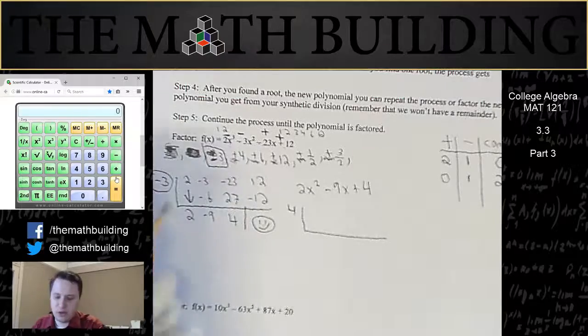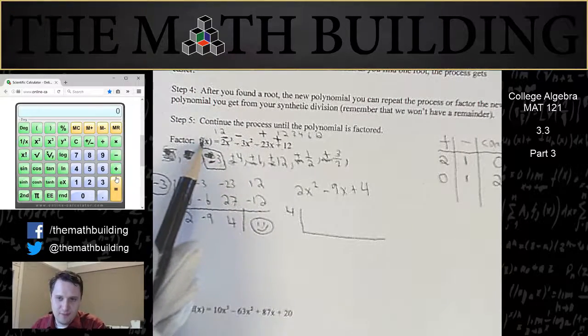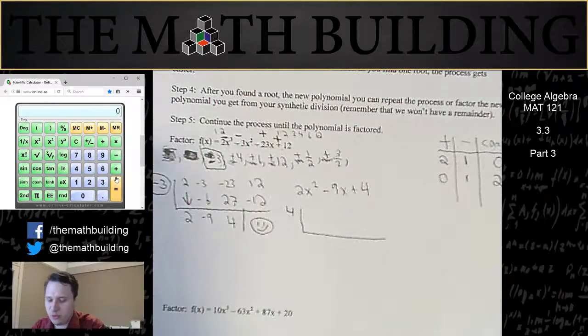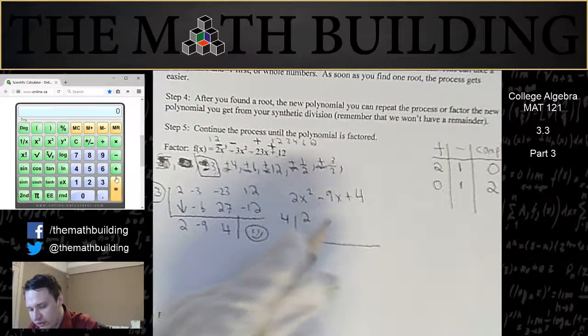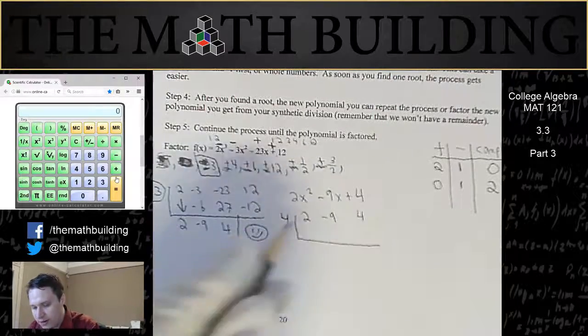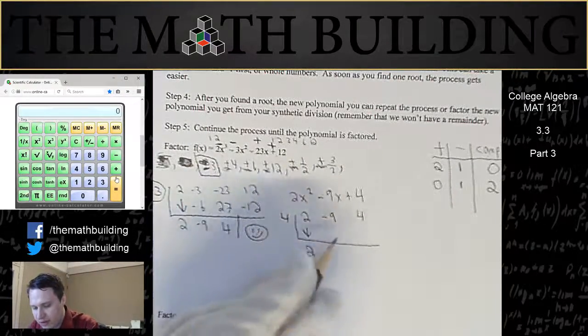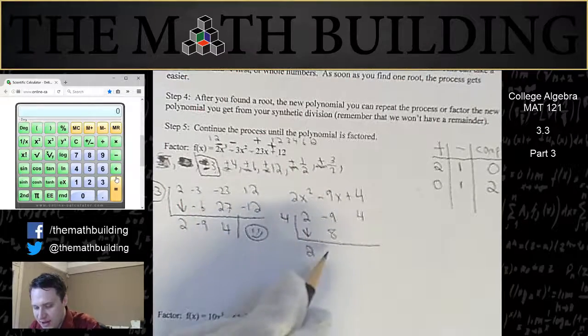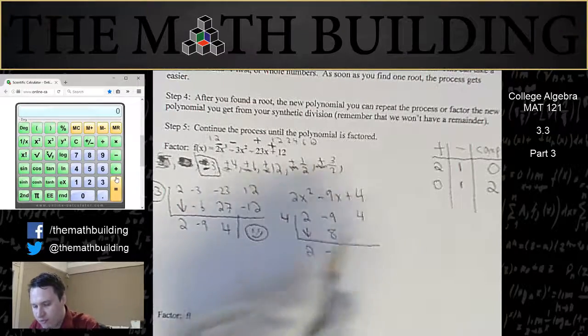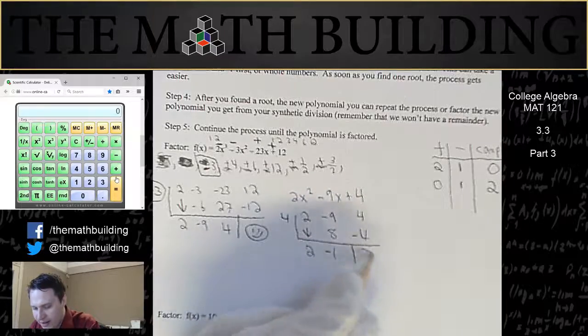I shouldn't say solution. If this was a 0, then it would be a solution. Really, they're roots. So here's my coefficients, 2, -9, 4, so let's do it. 4 times 2 is 8. -9 plus 8 is -1. 4 times -1 is -4, and I get a big 0.